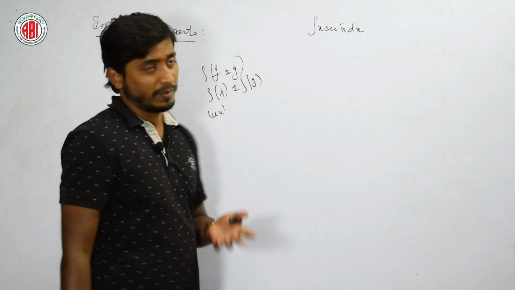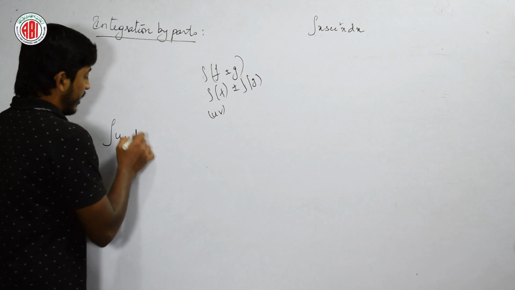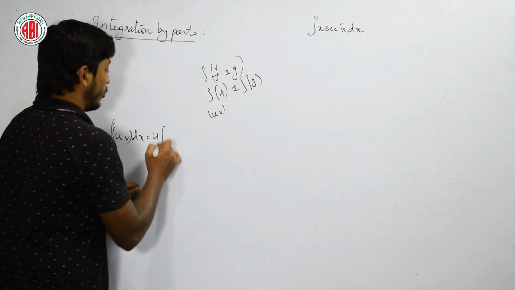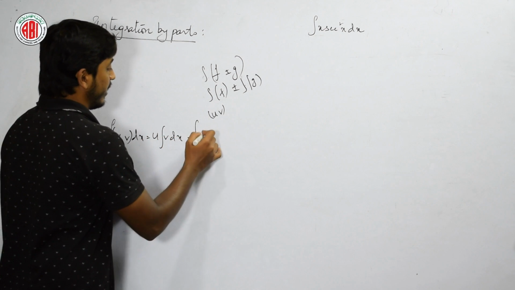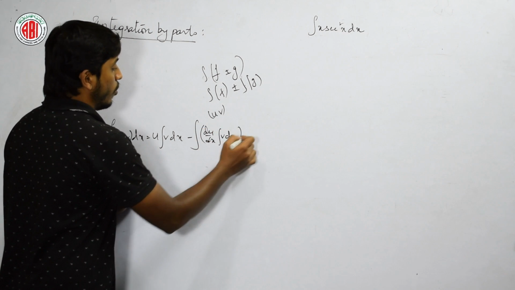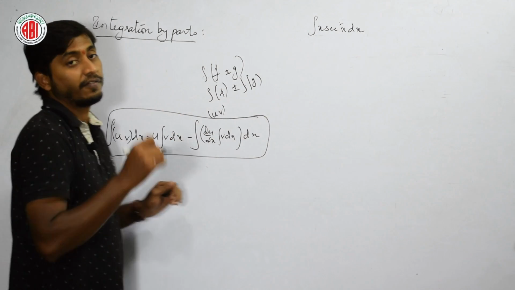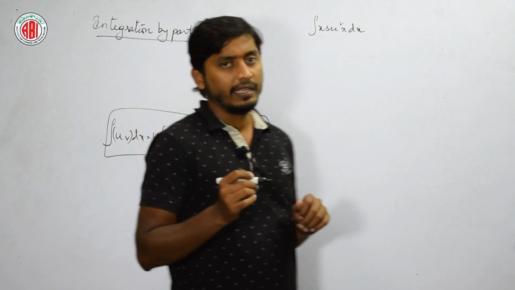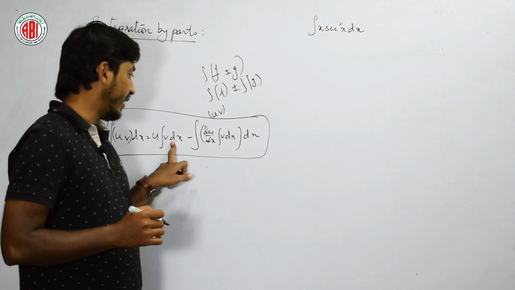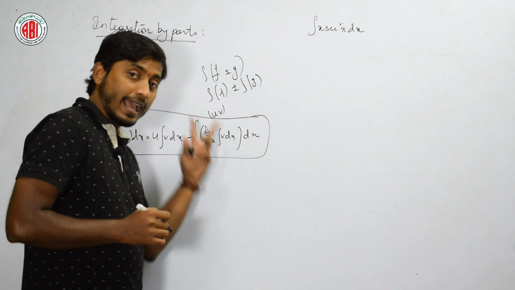How do we separate into parts? We will have only one popular formula: if it is integral uv dx, then I can write the formula as u into integral v dx minus integral of du by dx into integral v dx, whole dx. This is the popular formula we have to remember from this exercise. Clear? Once again, see here, integral uv dx can be written as u integral v dx minus integral du by dx into integral v dx, again whole dx.